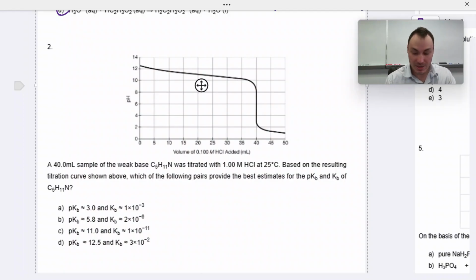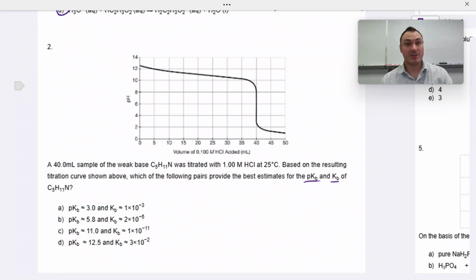So we're trying to find pKb and Kb, and we're given a titration curve. The point that's going to help us here is the halfway point. So let's find the halfway point. The equivalence point is at 40, which means the halfway point is going to be at 20, so right there. And that pH looks to be at 11.